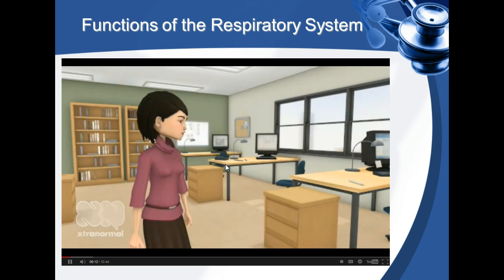Well, first off, some functions of the respiratory system include supplying oxygen to the blood so it delivers oxygen to all parts of the body, ventilating the lungs, extracting oxygen from the air and transferring it to the bloodstream, excreting carbon dioxide and water vapors, and maintaining the acid base of the blood.